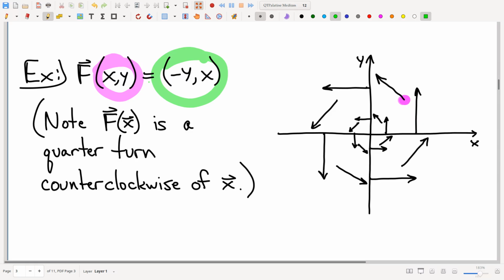If you think about it, here's my position vector for that point. What are the two vectors that are perpendicular and have the same magnitude? Well, there's that one, and there's this one. Which one of these should it be? You can tell the difference just by picking a point and plugging it in and seeing what that vector happens to be. And in this case, it is that one.